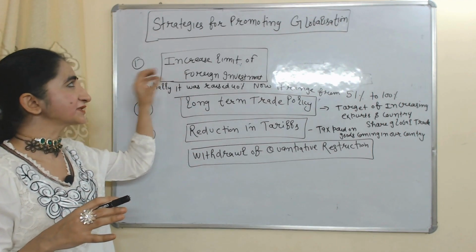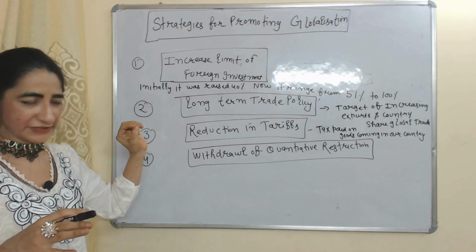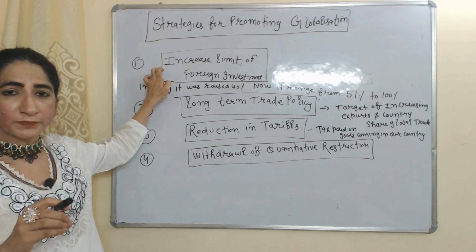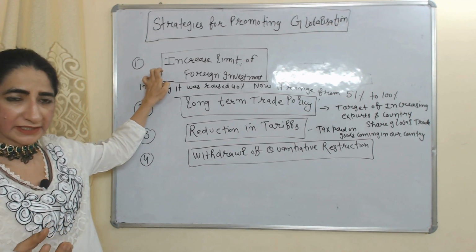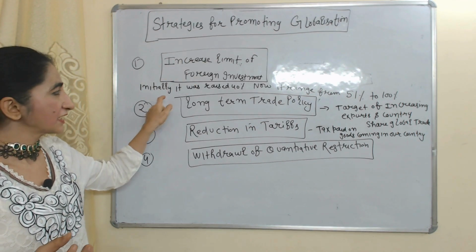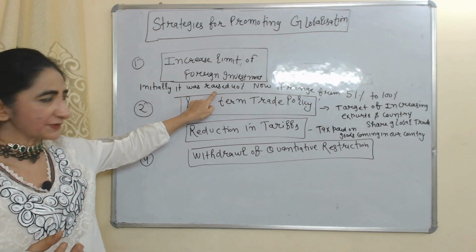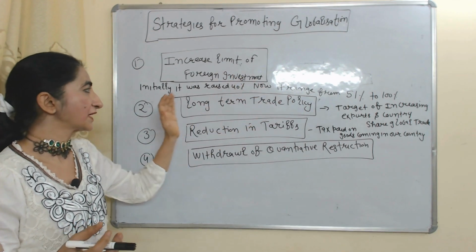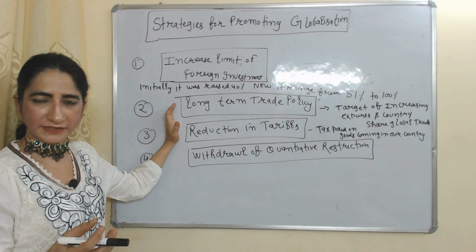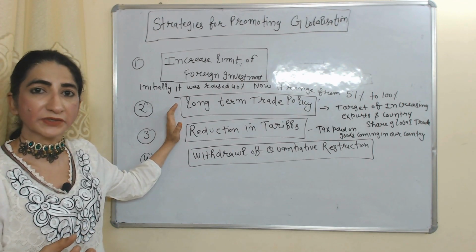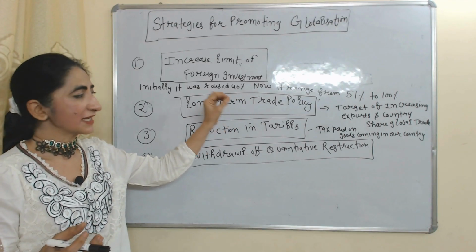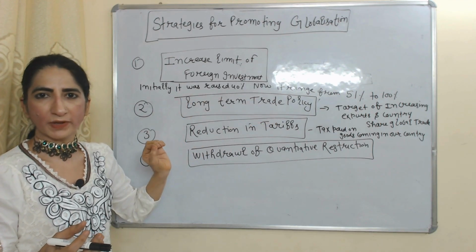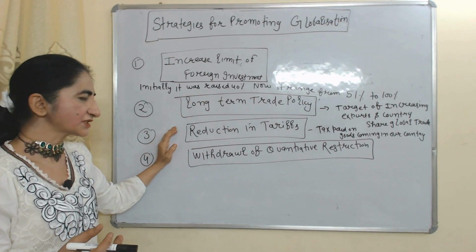Now we will see the strategies of the government for promoting globalization. First, increase the limit of foreign investment. In order to promote globalization, the government increased the limit of foreign investment. Initially it was raised to 40%, but now it ranges from 51% to 100%. Second is long-term trade policy. Under globalization, the government introduced a long-term trade policy, and the target of this policy is increasing exports and the country's share in the global market.